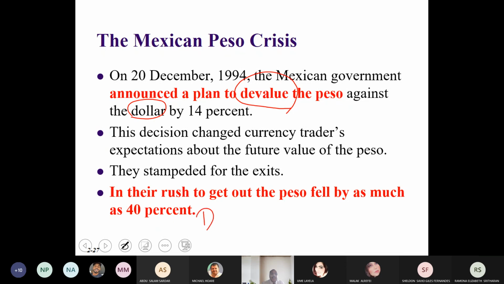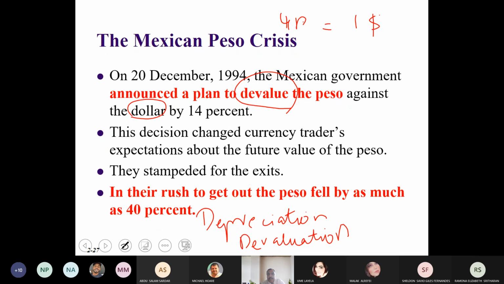Devaluation is the depreciation, okay? What is depreciation? Last time we discussed depreciation of currency. Depreciation, or it is also known as devaluation. Like what happened, what they did? Like for example, 4 peso were equal to $1. They devalued it significantly by 14%. So what they did, for example, 6 peso is equal to $1. This is what they did. Now this is devaluation of peso. Peso is their currency. So devaluation of peso, which means depreciation of peso they did. This was to change the currency traders' expectation.